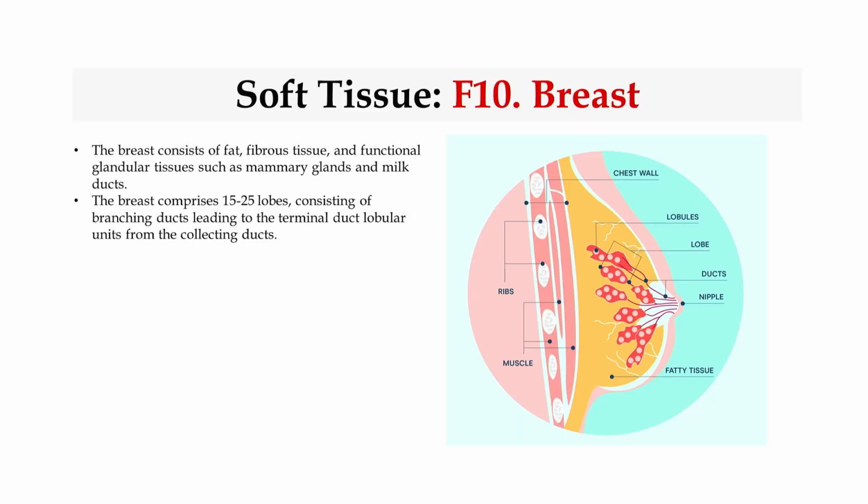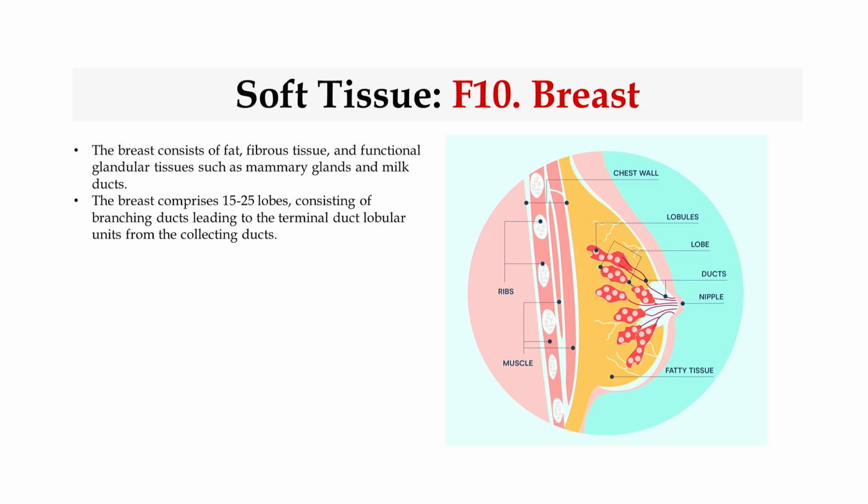Let's go further. The next soft tissue is the breasts. So breasts consist of fat, fibrous tissue, and functional glandular tissue such as mammary glands and milk ducts. This is an extremely highly studied soft tissue for several reasons, because of incidences of breast cancers, as well as implants. There are so many cosmetic implants which are fairly popular in this region, right?